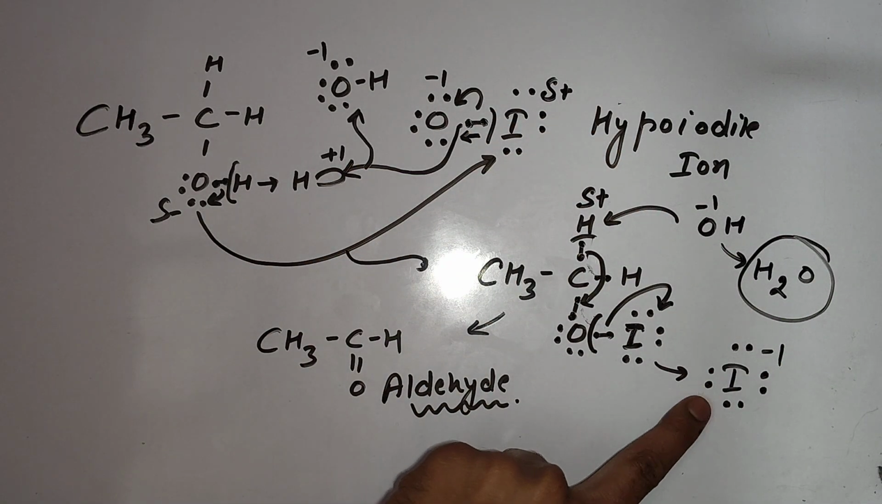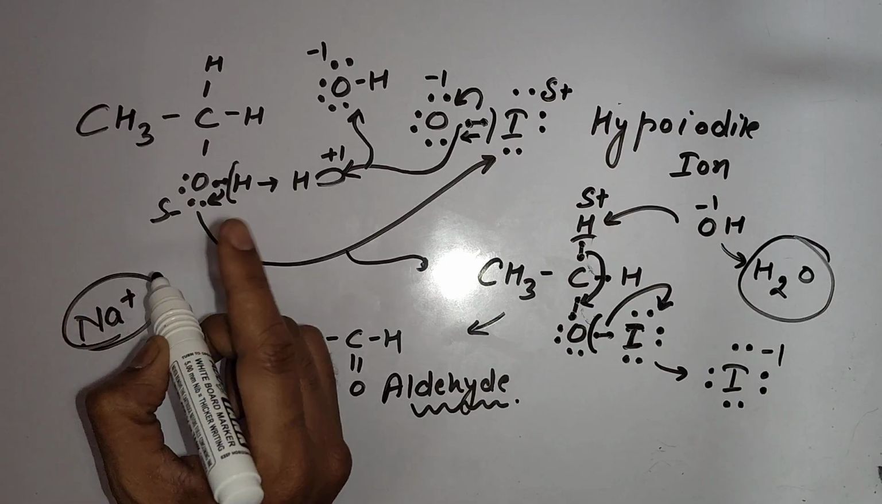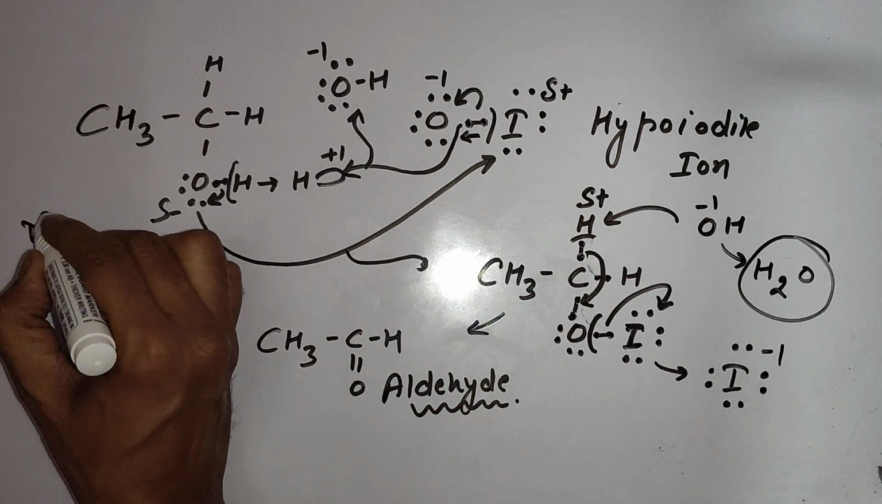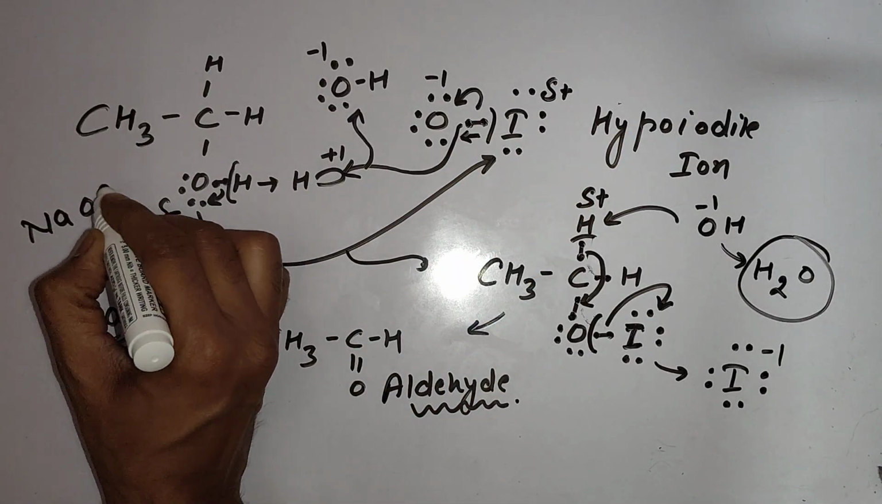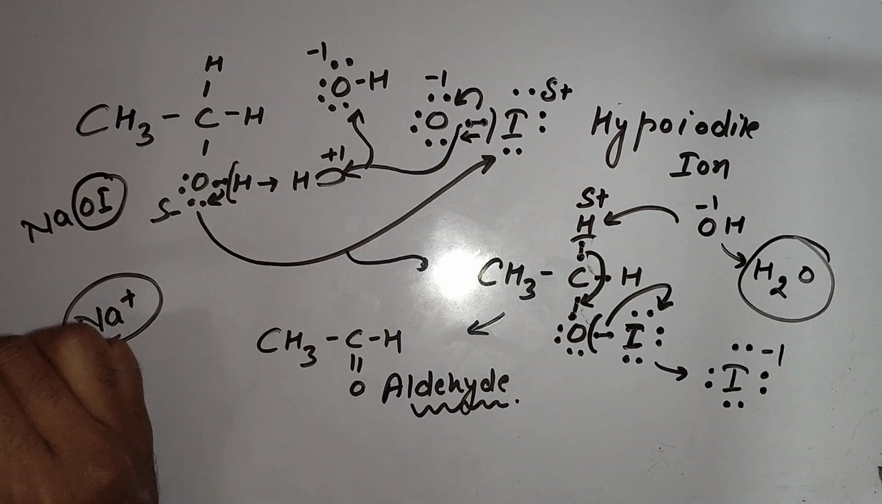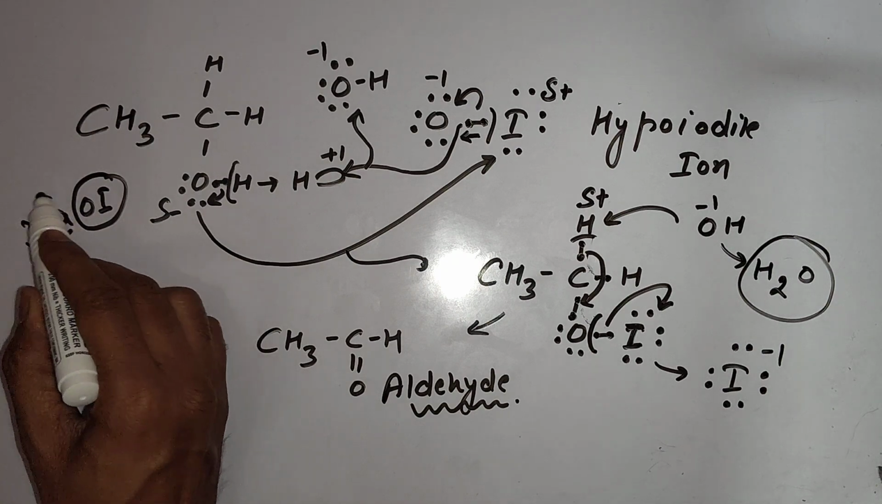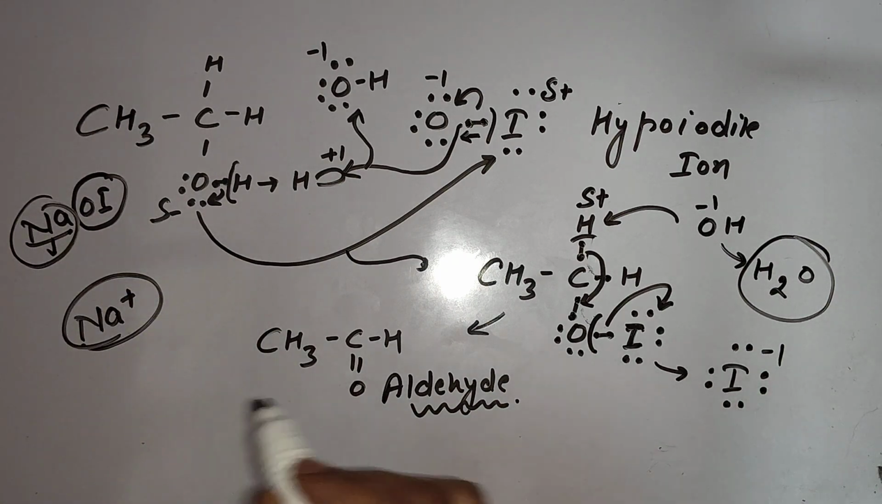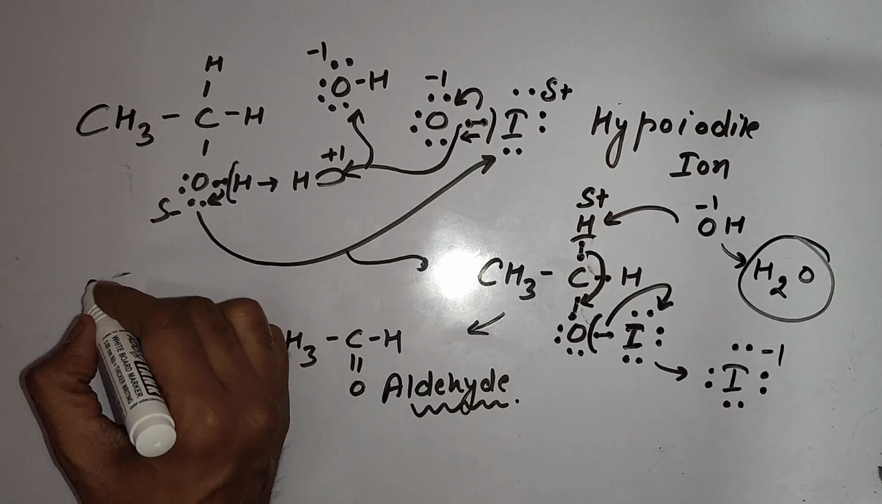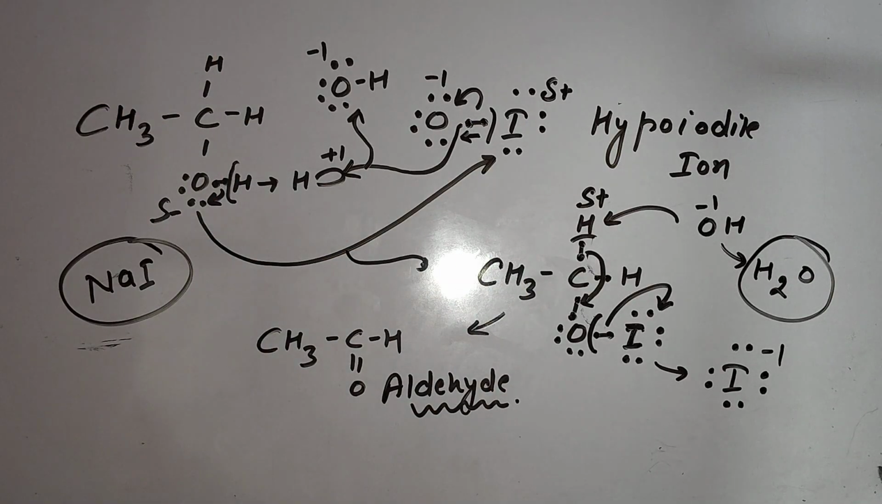Now the I negative which is generated will be balanced by Na positive. Which Na positive? In the first step NaOI was generated. Of that OI we have utilized, Na positive was left. Please check the video. That Na positive will stabilize this I negative, and a second NaI will generate. First NaI I already showed you at the start of the mechanism. This is the second NaI, sodium iodide.